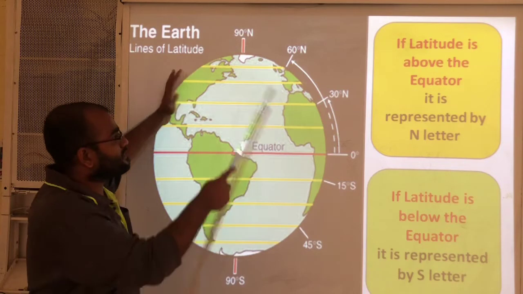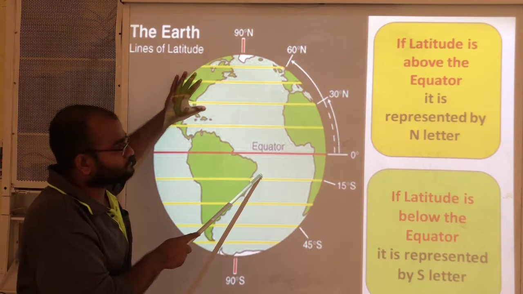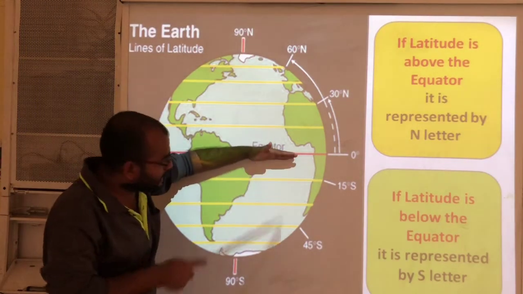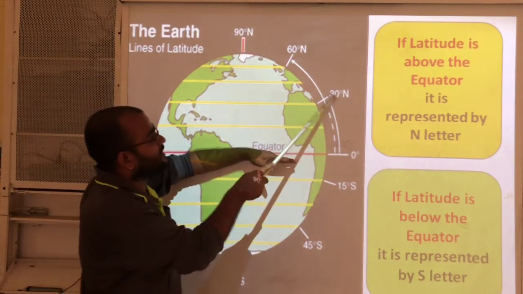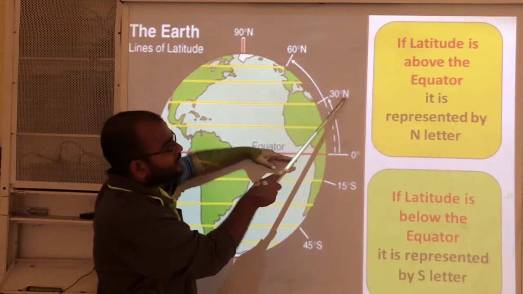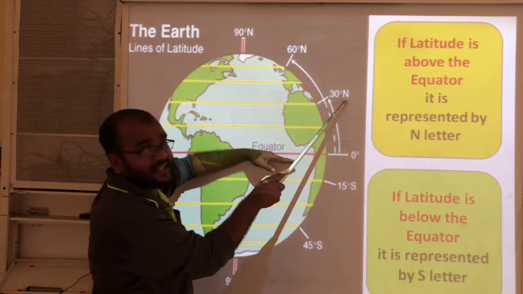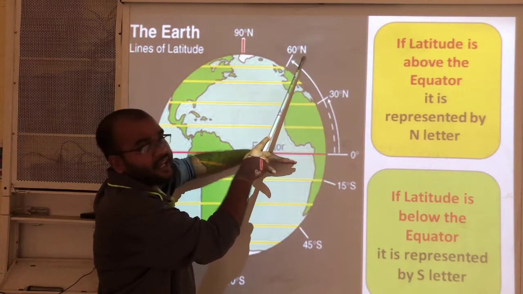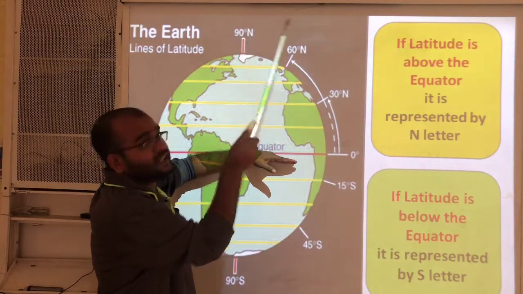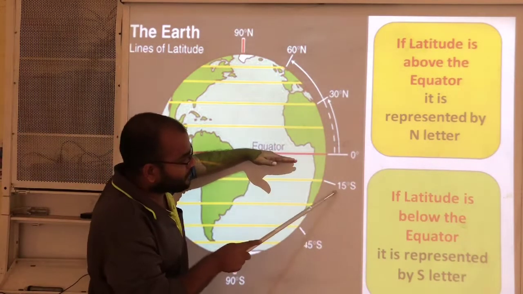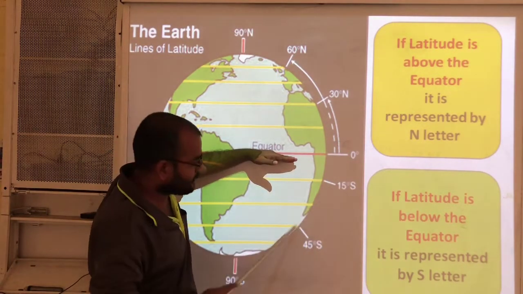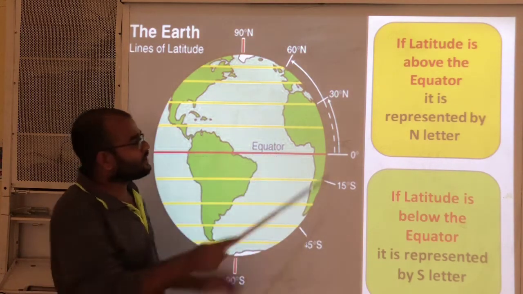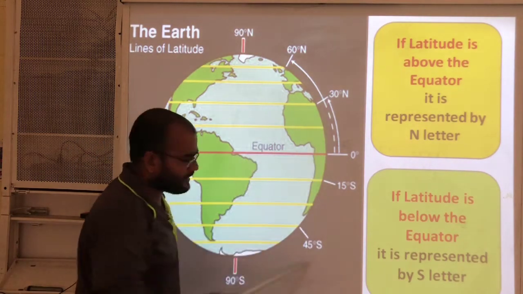Okay, observe this figure again. Above the equator and below the equator, see the numbers first. Here, 30 degrees N, one alphabet is there. 60 degrees N, 90 degrees N. Here, 15 degrees S, 45 degrees S, 90 degrees S. Why do we mention these N and S?